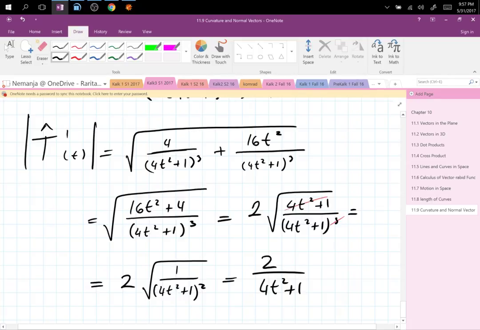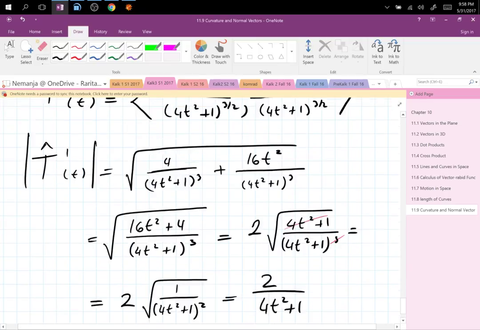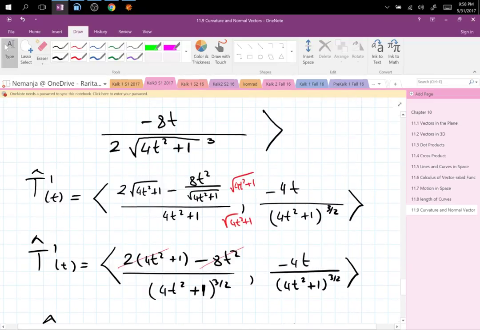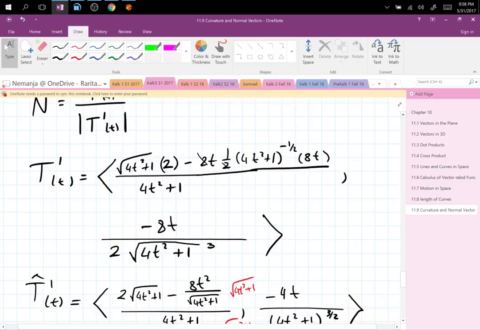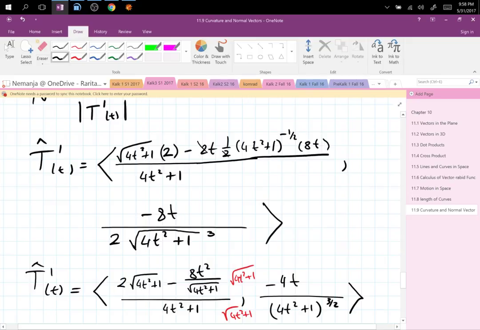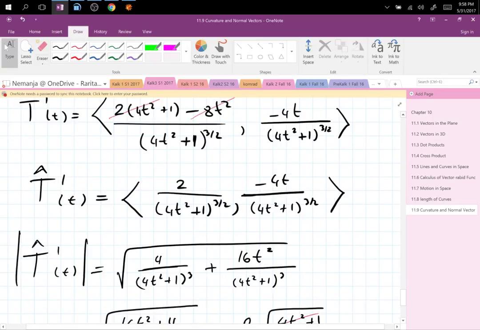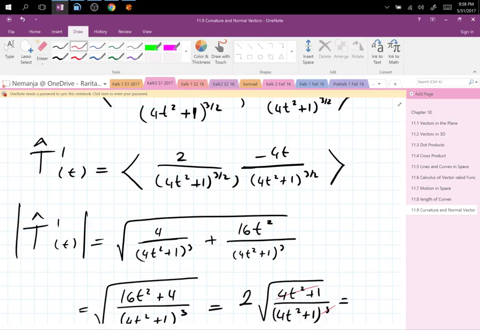Look at that magnitude right there. So now the principal unit normal vector is going to be, where is my T hat? There's no hat on that one. It takes some time to find it, but oh, there it is.